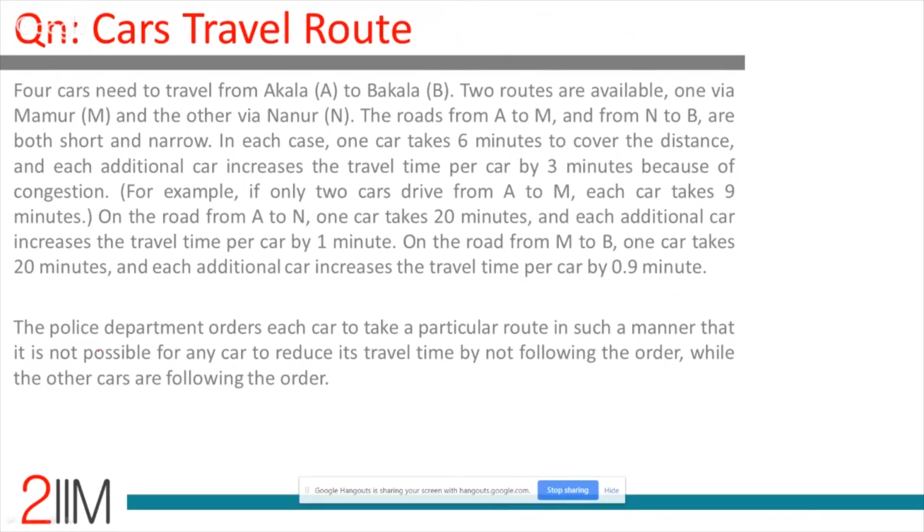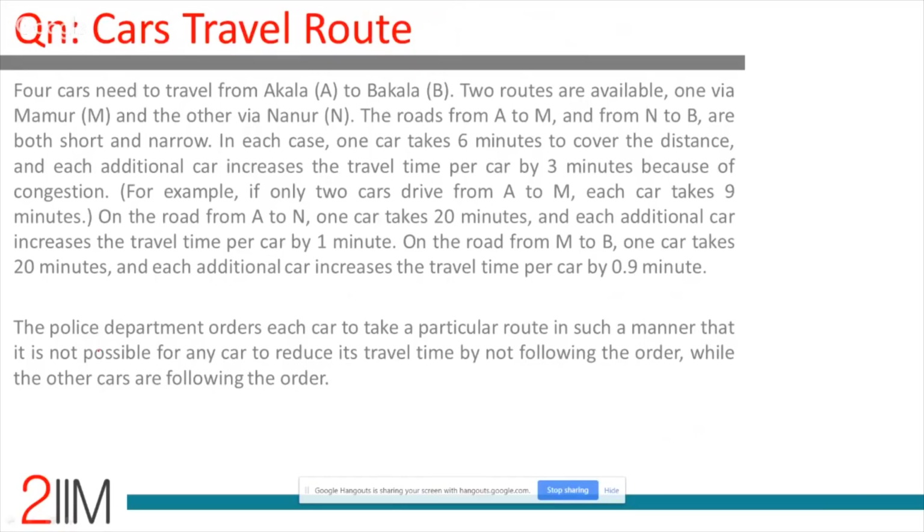Four cars need to travel from Akala to Bakala, A to B. Two routes are available, one via Mamur and another via Nanur. The roads from A to M and N to B are both short and narrow. In each case, one car takes 6 minutes to cover the distance, and each additional car increases the travel time per car by 3 minutes because of congestion. For example, if only 2 cars drive from A to M, each car takes 9 minutes.